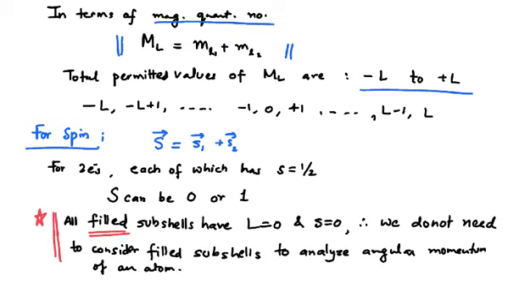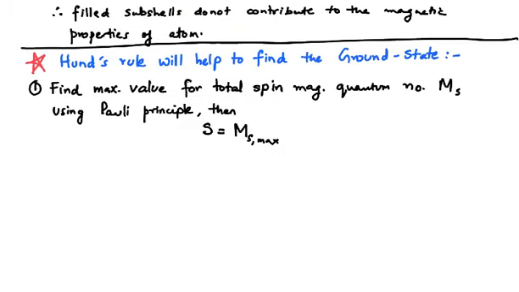An important point to note is that all the filled subshells have L equals 0 and S equals 0. That is the total angular momentum, magnetic quantum number and spin moment. So we don't need to consider the filled subshells to analyze the angular momentum of an atom. Therefore, filled subshells do not contribute to the magnetic properties of an atom. Only the unfilled or partially filled subshells contribute to the magnetic properties.